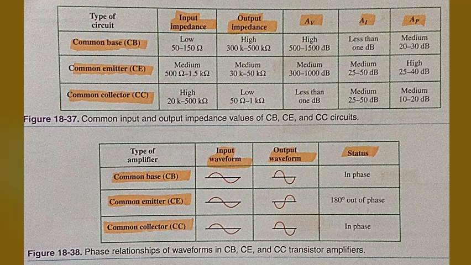Figure 18-37 shows common input and output impedance values for common base, CB, common emitter, CE, and common collector, CC, amplifier circuits. Figure 18-38, bottom of the screen, shows the phase relationships between the input signal and output signals in CB, CE, and CC amplifiers.